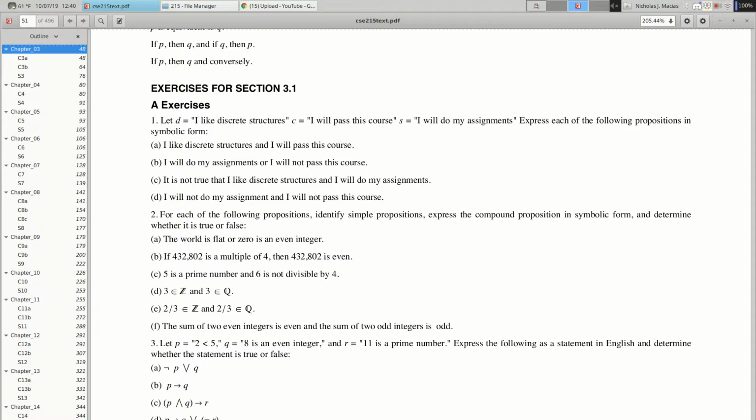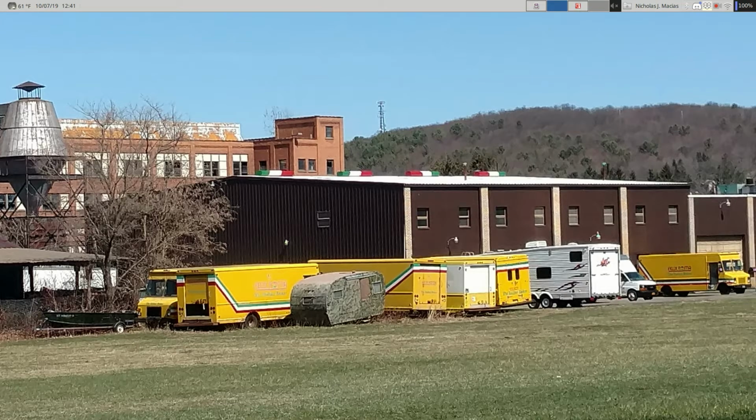And each of these, the first one is an or, the last three are ands. The second one is an implication. If 432,802 is a multiple of 4, then 432,802 is even. So the propositions we might write there: 432,802 is a multiple of 4.